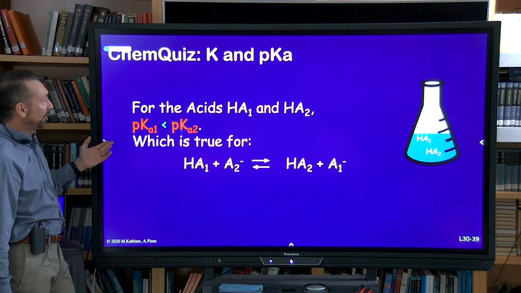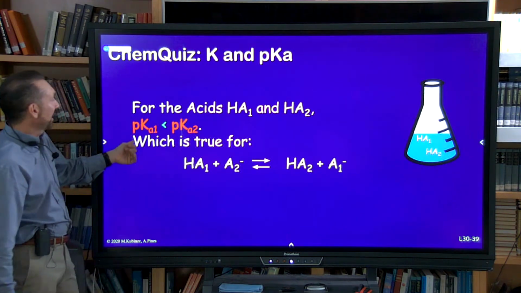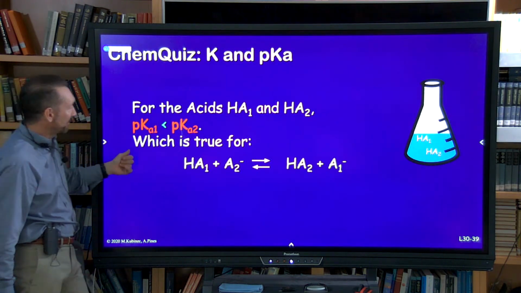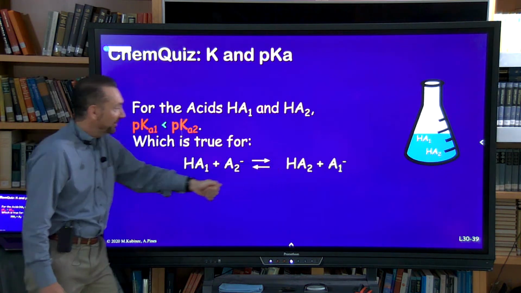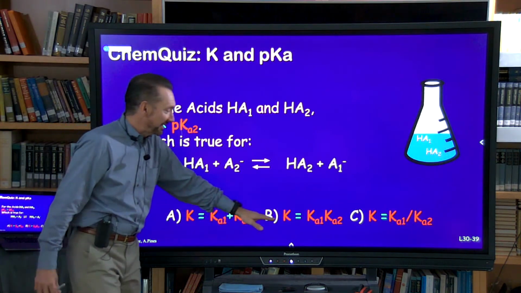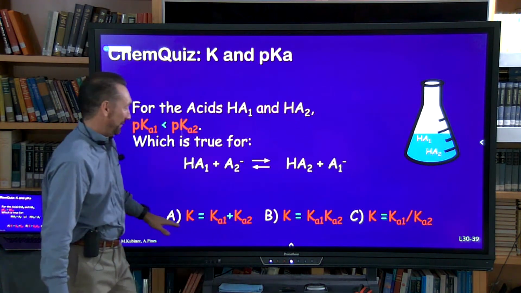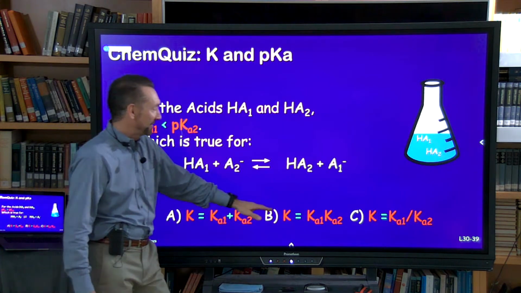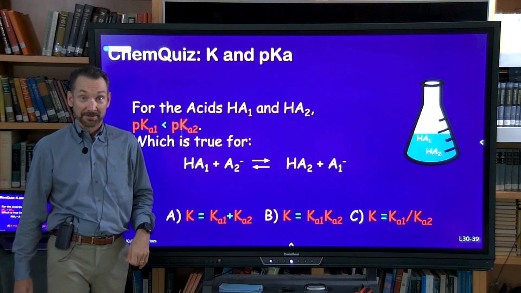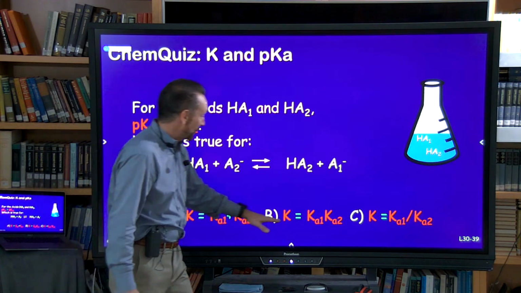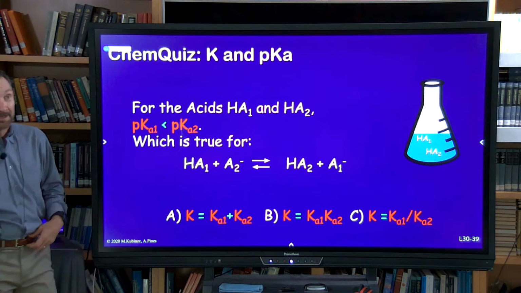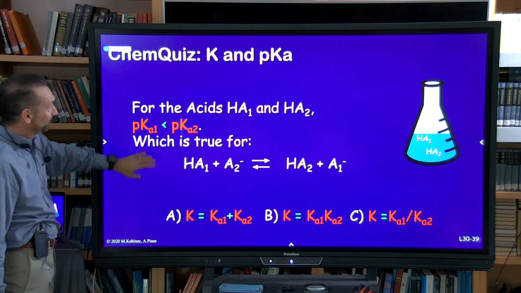Okay, so for the acids HA1 and HA2, pKa1 is less than pKa2, same conditions. Which is true for this reaction? Now, I'm going to ask you about that thing that I just told you could do. That is, you could predict the size of that K that we just said was bigger than 1. And you could write it in terms of the Kas for the two acids. So let's go through that one together.